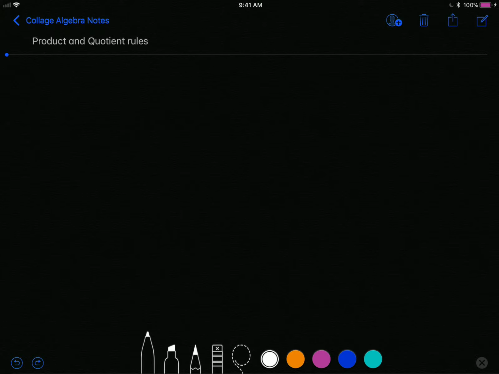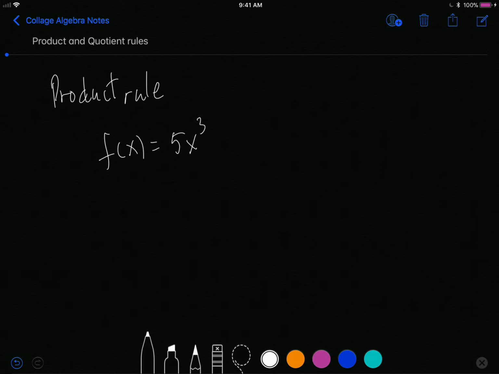Okay, hi all. Today we'll be looking at the product and quotient rules as rules for finding more complicated derivatives. Let's start right here with the product rule. And let's take, for example, a function f of x equals 5x cubed multiplied by sine of x. The first issue you have to recognize and understand is when can you apply the product rule.